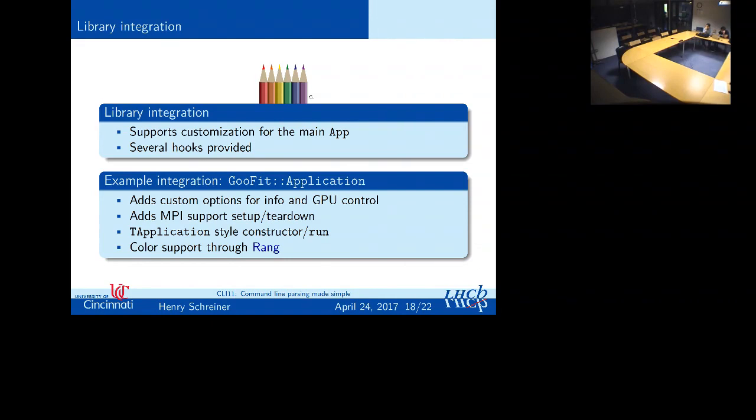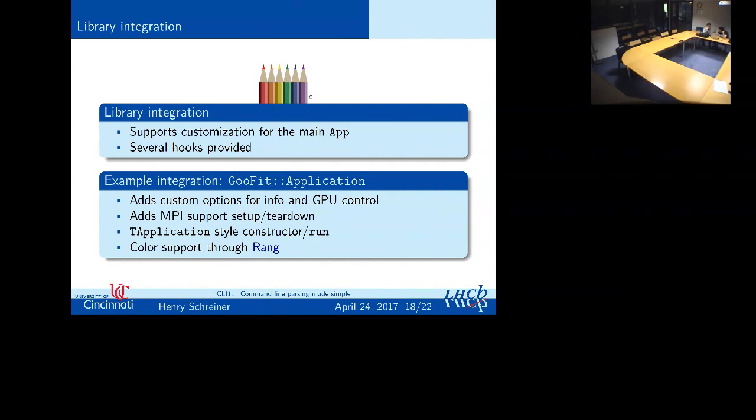There's a GoofIt application, and that adds some custom options so that you can pick which GPU you want to use, or print out information about which GPU you're using in your system, which automatically get added to all GoofIt applications. This is also used to add a spot for the MPI setup and teardown, for when MPI support was added to GoofIt.